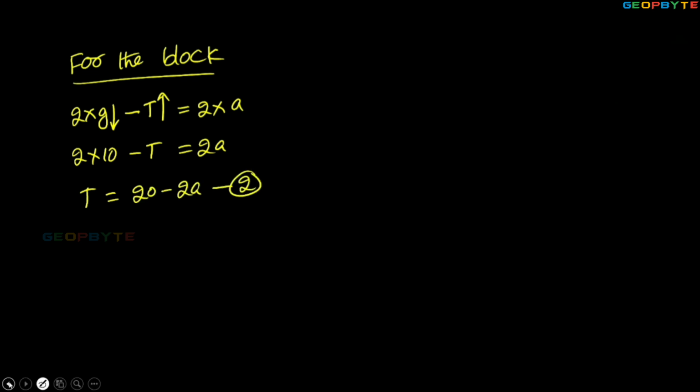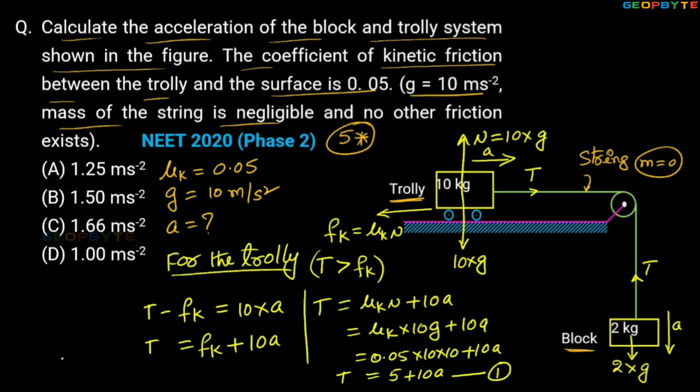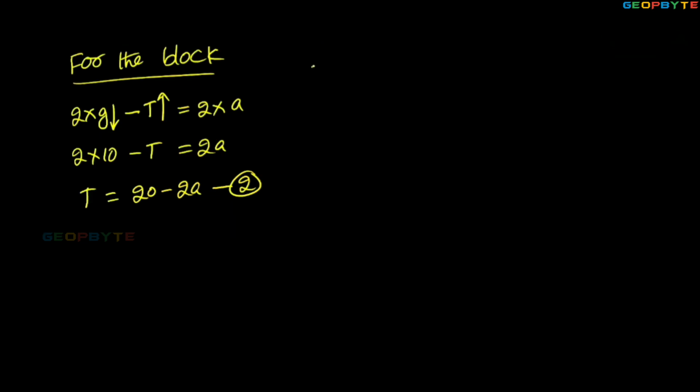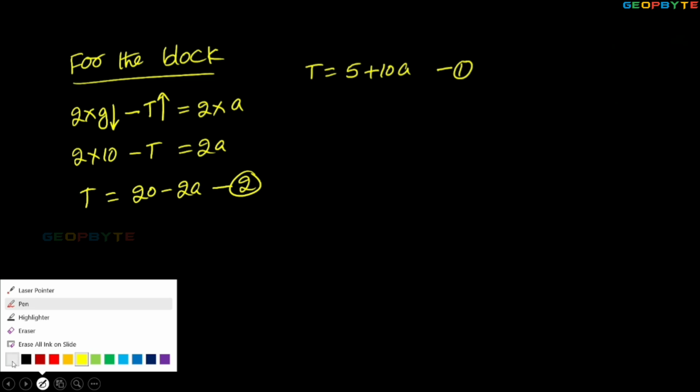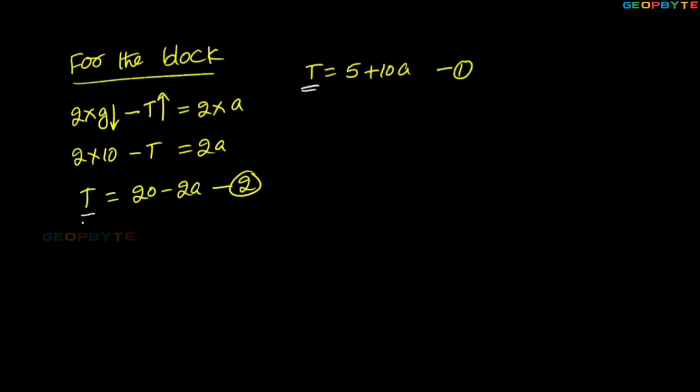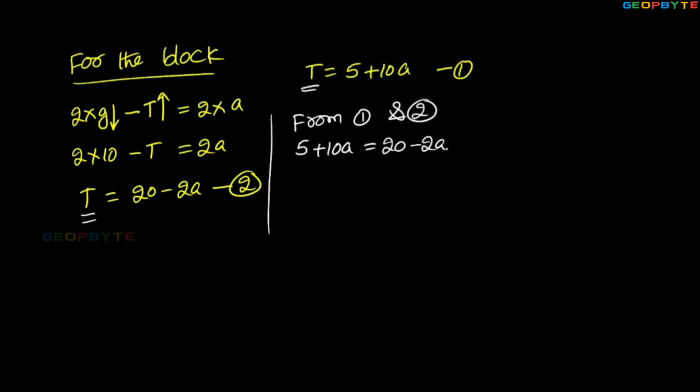Already you got equation 1: T equal to 5 plus 10a. This we are assuming as 1. Now compare 1 and 2. The LHS are equal, so you can equate the RHS from 1 and 2. I am equating the RHS. 5 plus 10a must be equal to 20 minus 2a.